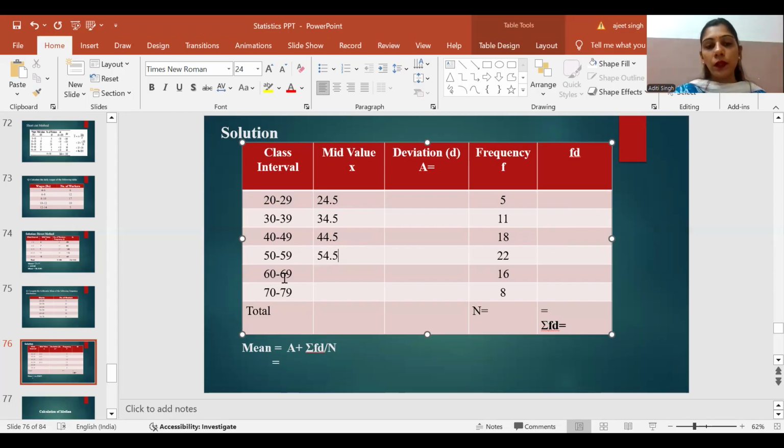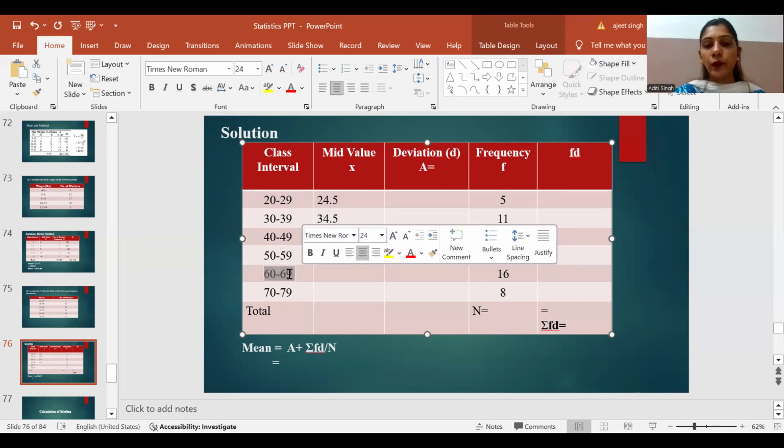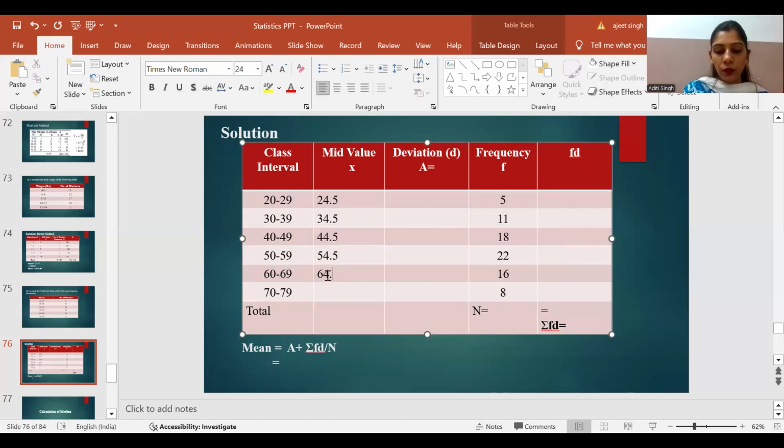Now next is 60 and 69. Lower limit is 60, upper limit is 69. So 60 plus 69 means 129 divided by 2. The answer is 64.5. Next is 70 to 79, means 70 plus 79 divided by 2, which is 149 divided by 2. So the answer is 74.5. This is how we calculate the mid value for the given class interval.